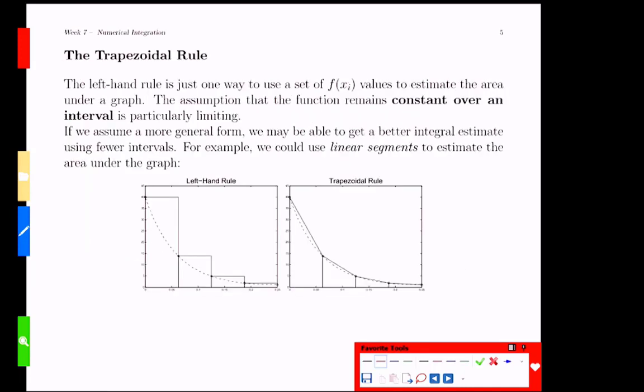Left-hand rule and right-hand rule are crude. We can do way better just by drawing pictures and saying, hey, there's a better way. If you think of what we had to do to get the left-hand rule, we had to evaluate the function at the first point. And then for the next interval, we had to evaluate the function again to get the height of the second rectangle. Well, if we have those two heights already, why don't we not make rectangles? Why don't we connect them with a straight line?